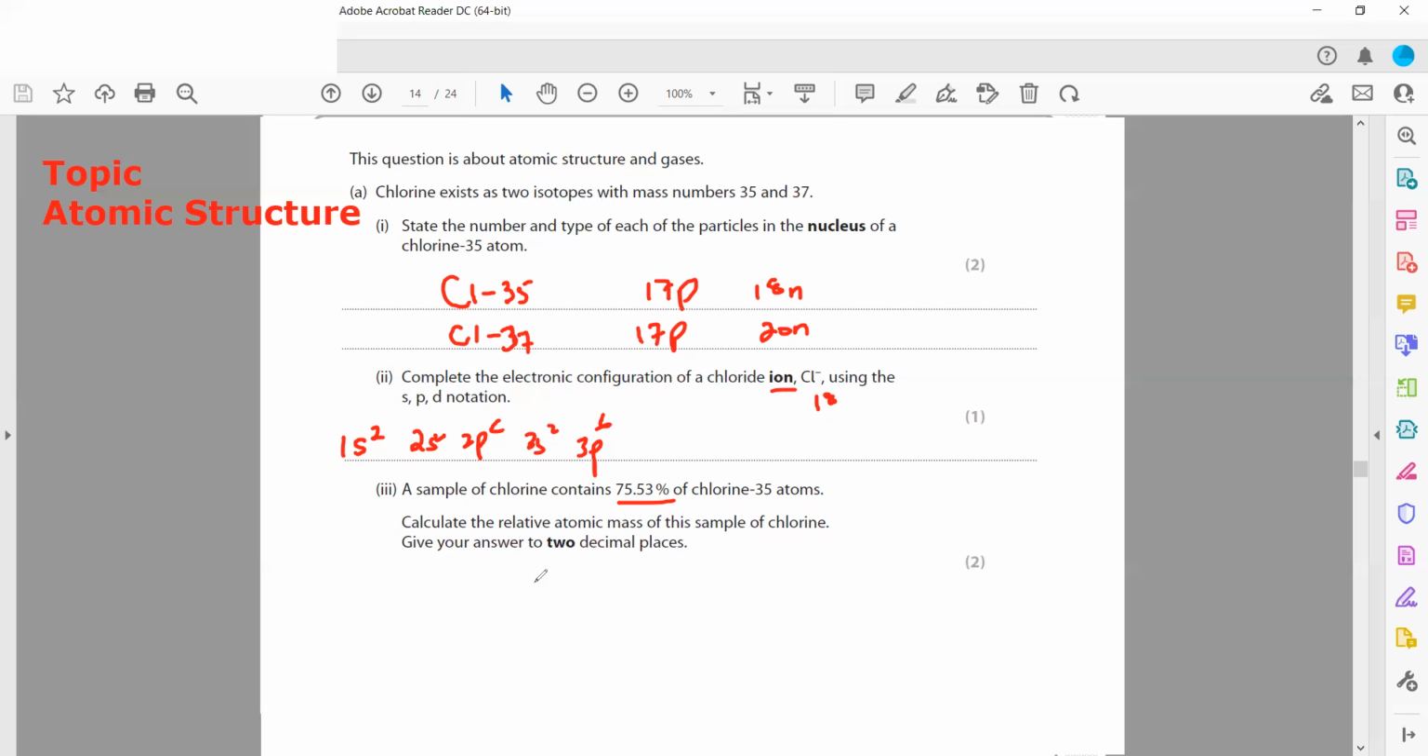So for chlorine 35, the percentage is 75.53 multiplied by its mass, which is 35, plus the percentage 100 minus 75.53, which is 24.47, multiplied by its mass, 37, all divided by 100. When we simplify this, it will be 35.49, which is the average mass of this isotope.